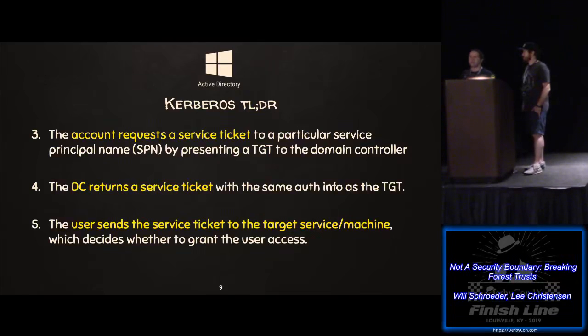We present it to the service. It also contains a PAC, that structure that identifies us. And so we present that to the service, and it looks at who we are, the groups we're a part of, and depending on if we're authorized or not, like, do we have access to this file share, it'll grant or deny us access to that service.